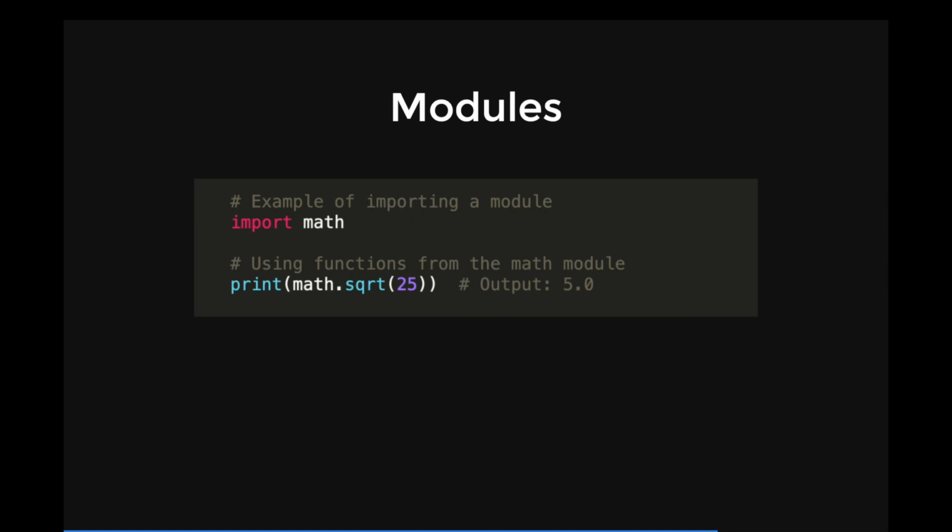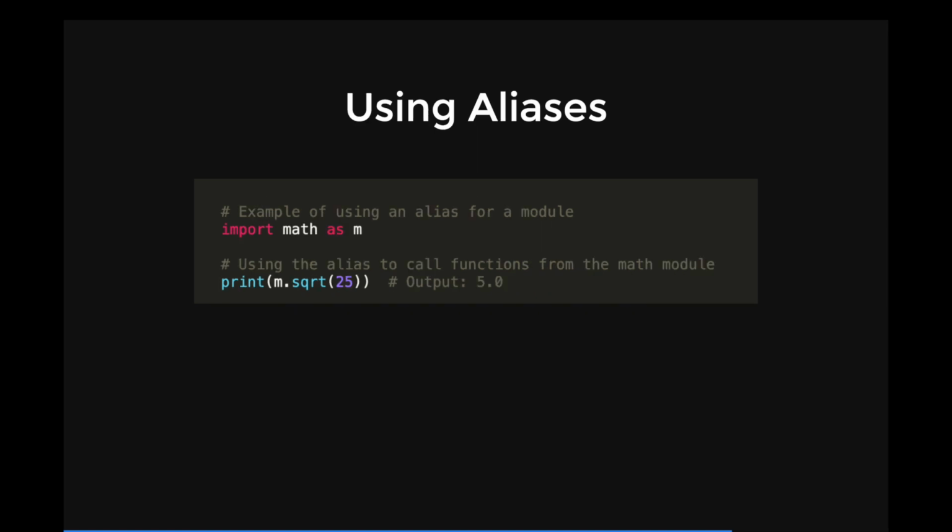You can import modules in your Python scripts using the import statement. If you see here, an example of importing a module where I'm saying import math. So in this example, we are importing the math module, which provides various mathematical functions. We then use the sqrt function provided by the math module to calculate the square root of 25 in the print function over there.